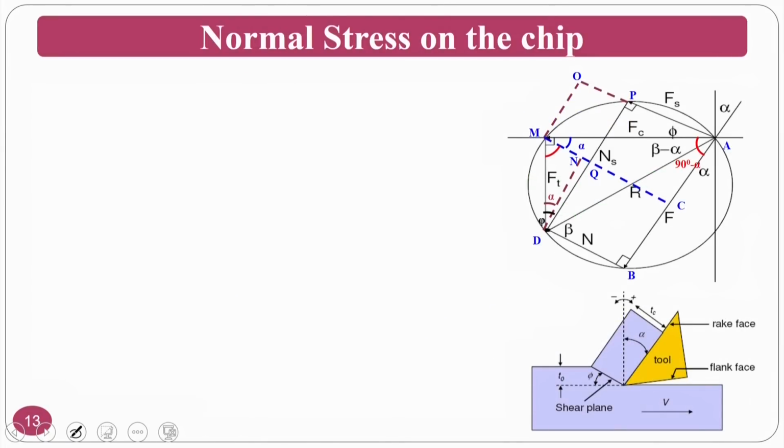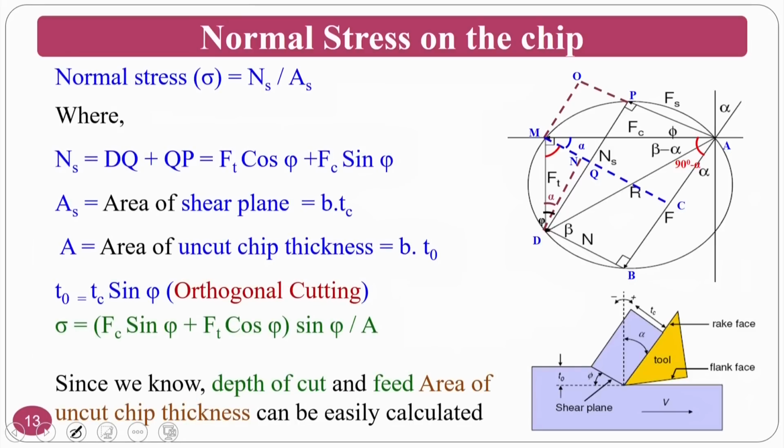Okay. So now we will see the normal stresses on the chip. Normal stress is equivalent to Ns by As. If you see, this is my shear force Fs, and perpendicular to it is Ns. Now I am dividing Ns, that is DP, which is normal to the shear force, into two things. If you see in the picture, I am dividing DP into DQ plus QP.